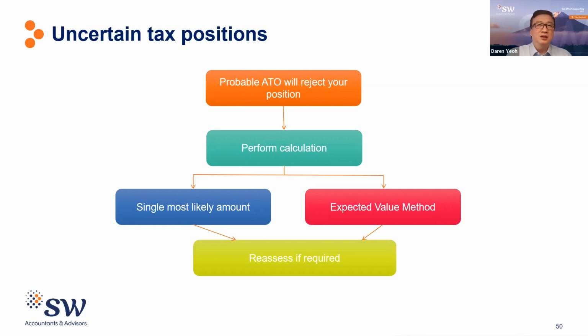you have recognized a position where you have assessed there's more than a 50% chance that the ATO would reject it. Then you need to calculate that uncertainty and recognize it in your financial statements. There are two approaches to that. One is the single most likely amount that you'll settle with the ATO, or you can take an average of expected outcomes and recognize that in your financial statements. Each year you need to assess that position and recognize any changes as a result of the reassessment.